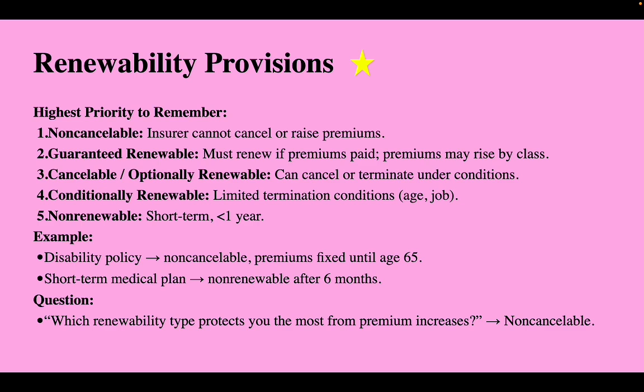Non-renewable policies are short-term and typically last less than 1 year. For example, a disability policy might be non-cancelable with fixed premiums until age 65, whereas a short-term medical plan might be non-renewable after 6 months. Non-cancelable coverage provides the strongest protection against premium increases.